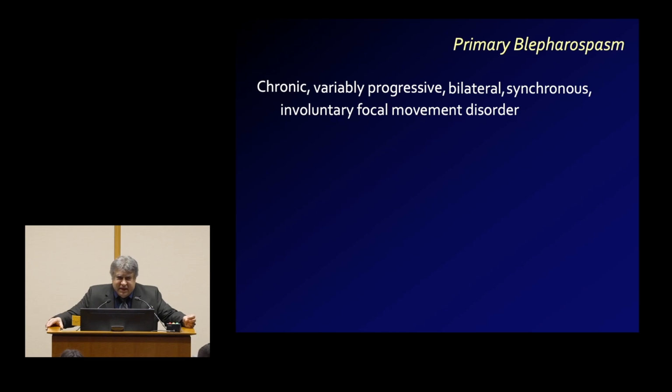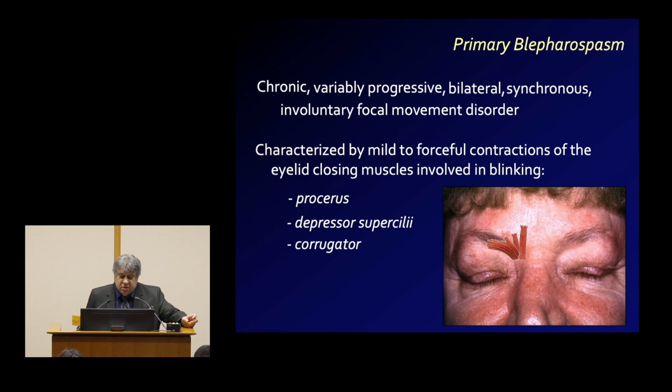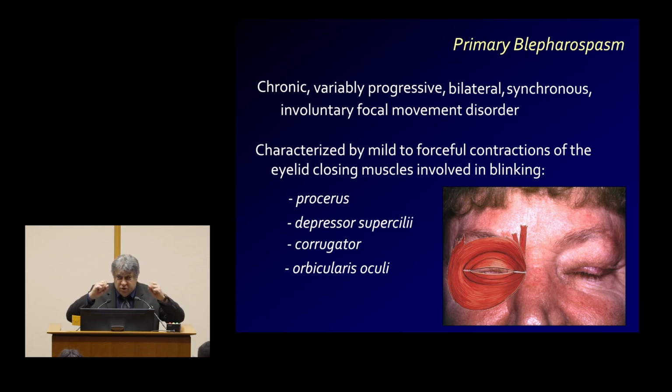So this is a kind of a classic definition of primary blepharospasm. A chronic, variably progressive, bilateral, so it involves both eyes, synchronous, so both eyes are doing the same thing at the same time, involuntary focal movement disorder, characterized by mild to forceful contraction of the eyelid closing muscles. The muscles involved are the procerus, the depressor supercilii, the corrugator muscle, and the orbicularis oculi muscle, the major muscle that causes closure of the eyelids.